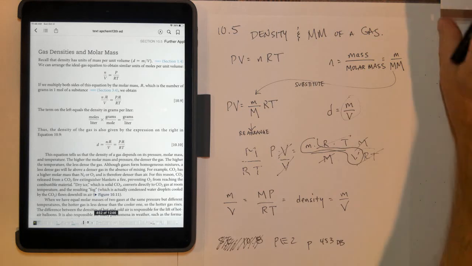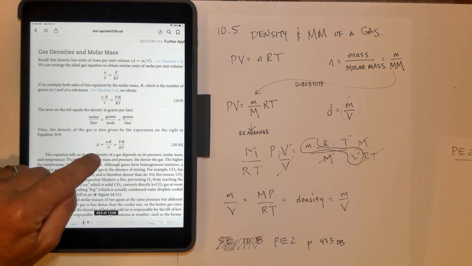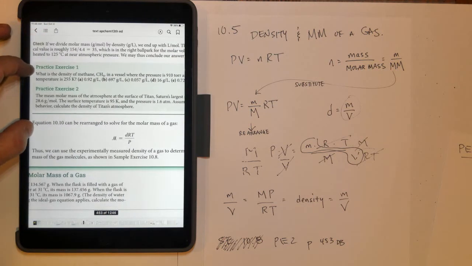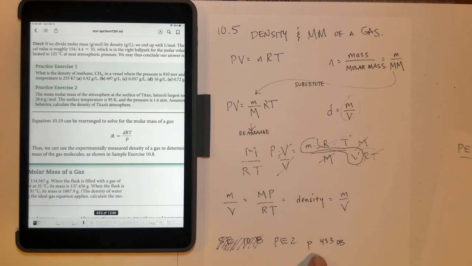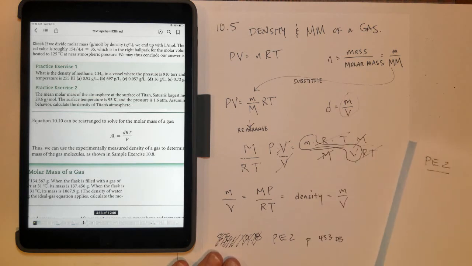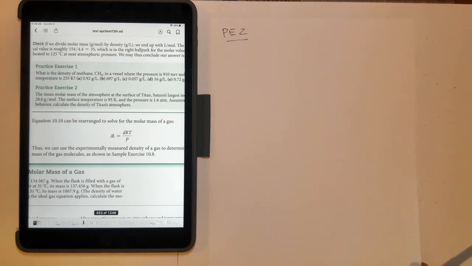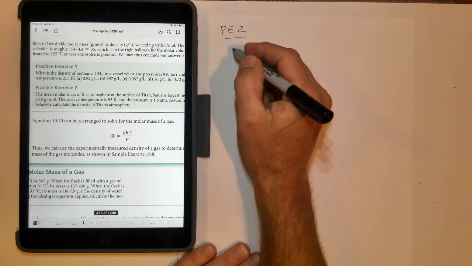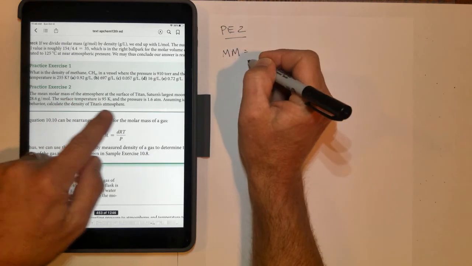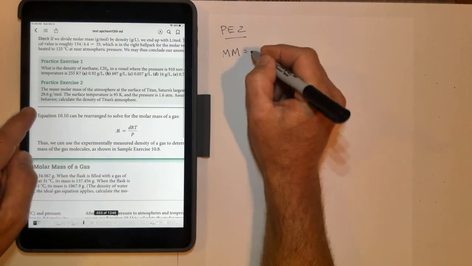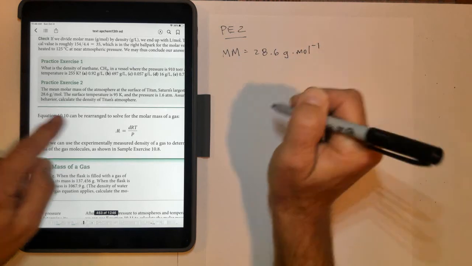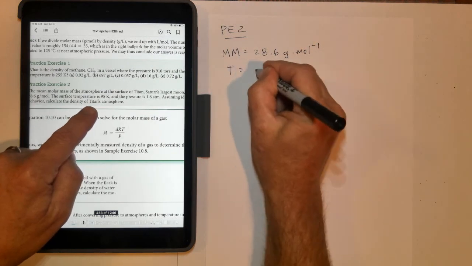Let's do one problem that uses this density equation. Let's go to the next page in the textbook and look at practice exercise 2 on page number 453 of your textbook. It tells me that the mean molar mass of the atmosphere at the surface of Titan, Saturn's largest moon, is 28.6 grams per mole, and the surface temperature is 95 K.